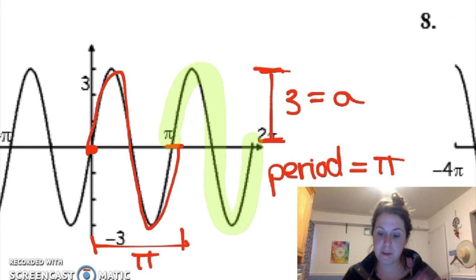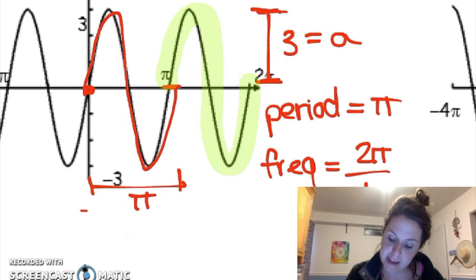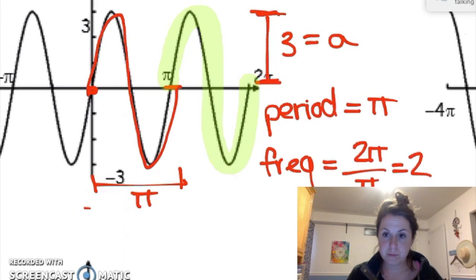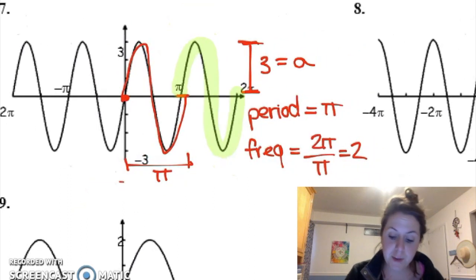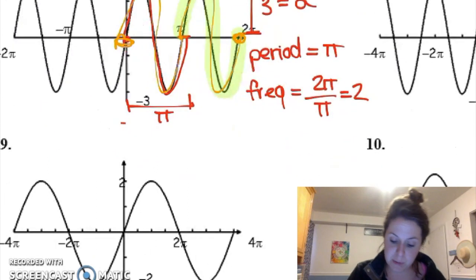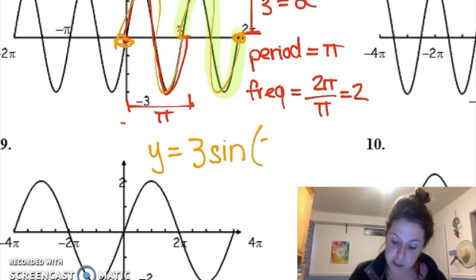But what is the b value? So remember that frequency is 2 pi over the period, which is 2. Now the other way you could figure that out is by looking from 0 to 2 pi and seeing that there are 2 full curves. So this would be y equals 3 sine, because it starts at its midline, 2x.